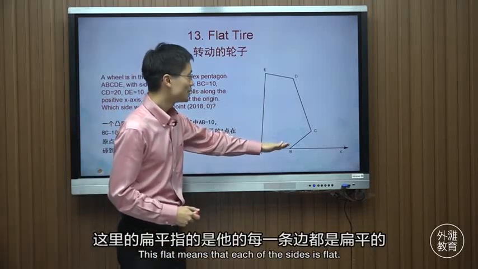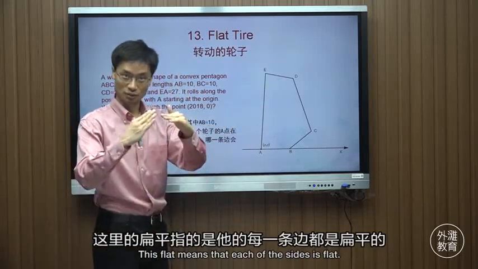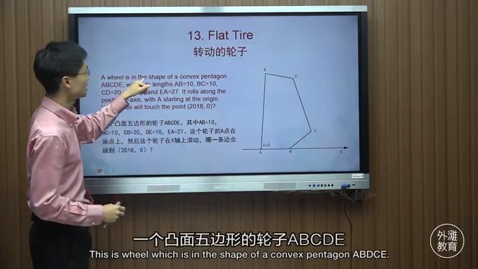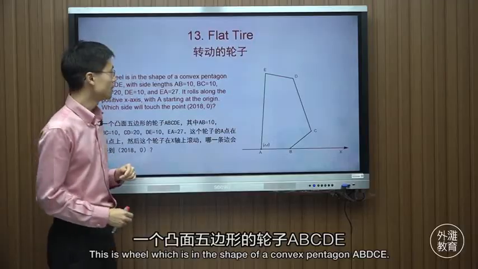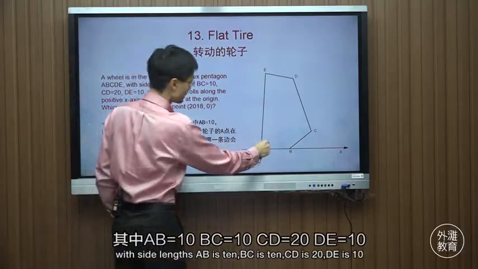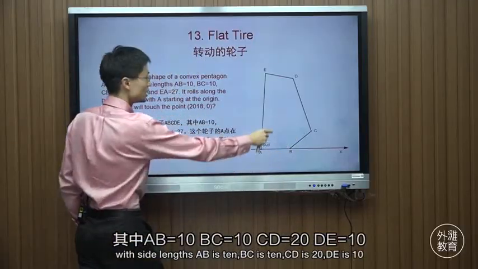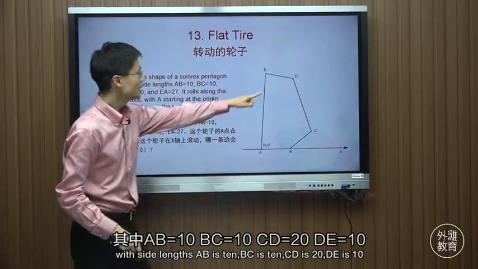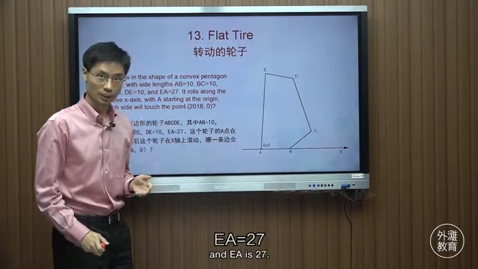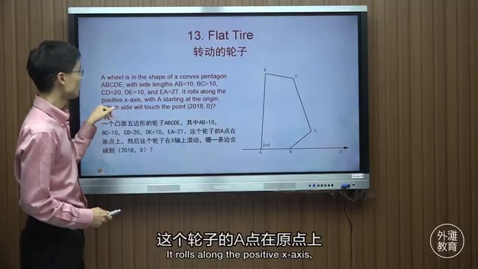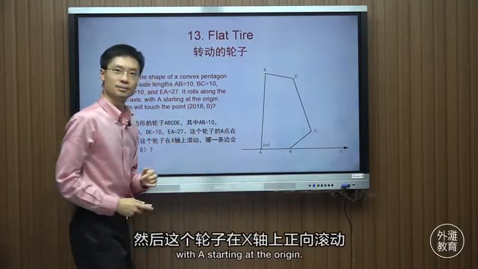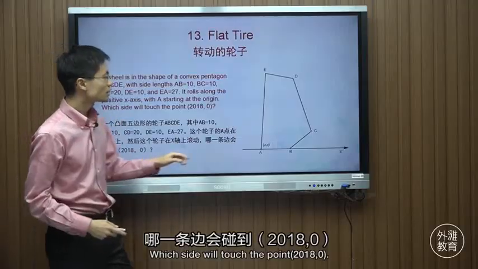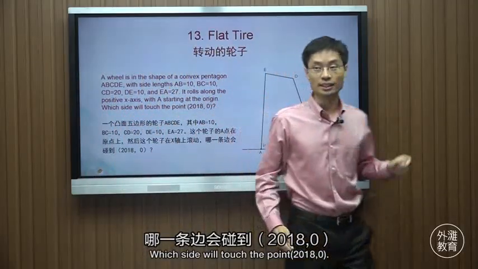This flat means that each of the sides is flat. This is a wheel which is in the shape of a convex pentagon, A, B, C, D, E, with side length AB is 10, BC is 10, CD is 20, DE is 10, and EA is 27. It rolls along the positive x-axis, where A starts at the origin. Which side will touch the point 2018, 0?